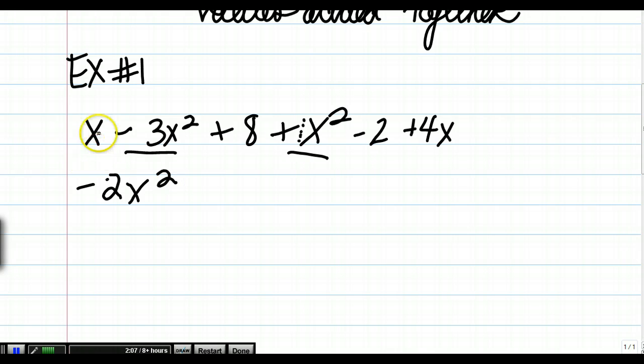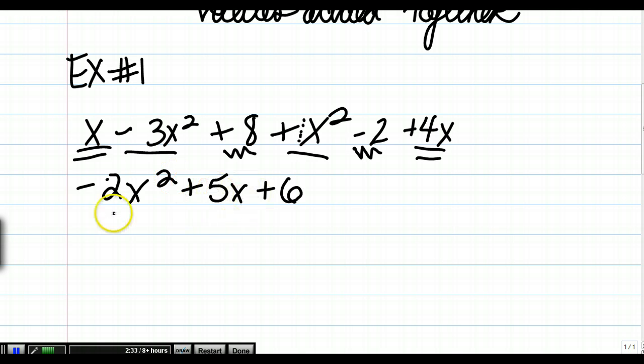Then I can look at my next one, which would be x. I would have 1x plus 4x, which is 5x. And then I would have 8 minus 2, which is 6. So now I've combined all my like terms, and if you notice, I didn't change the exponents. You're not changing the exponents when you're adding or subtracting. You're only looking at the number in front of the variable, the coefficient, in order to add or subtract.